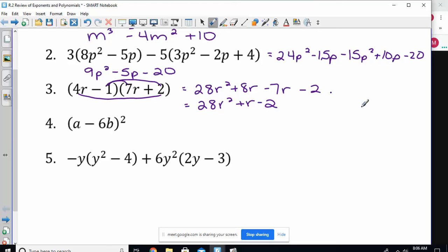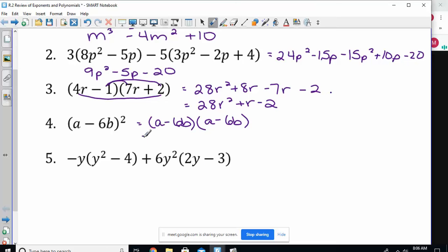Number 4. If there is a square, can I just distribute that to each piece? No. What do we have to do? FOIL. If these things were multiplied inside, if it was only one term, we could bring the square in. But a square means there's 2 of them. It's a minus 6b times a minus 6b, so we have to FOIL that.